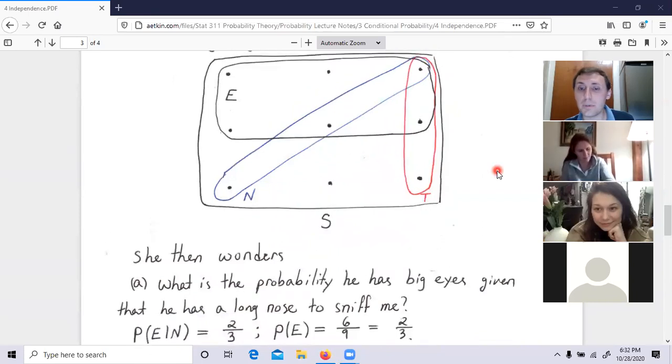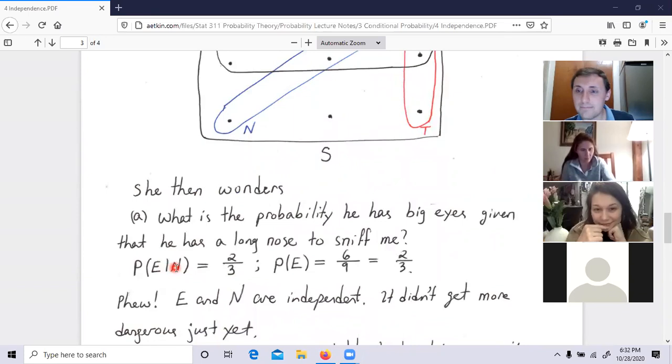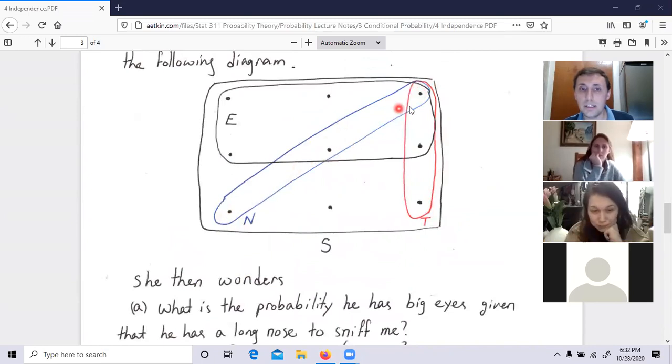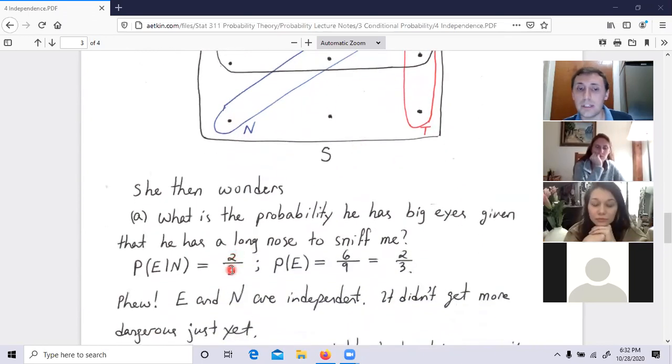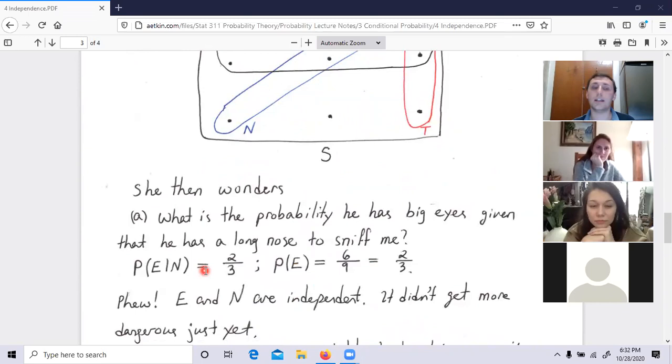She then wonders, what is the probability that he has big eyes given that he has a long nose to sniff me? So that's the probability of E given N. You can see from this diagram, given N, there are only 3 possibilities, right? Only 3 animals have long noses and 2 of them have big eyes, right? So that probability is 2/3. But what is the probability of having big eyes out of all the animals? It's 6 divided by 9, which is 2/3. You agree? 6 out of 9, I drew this diagram, yes? So we can conclude that having big eyes is independent of a long nose, yes? Good. Whew, we are not much in danger.